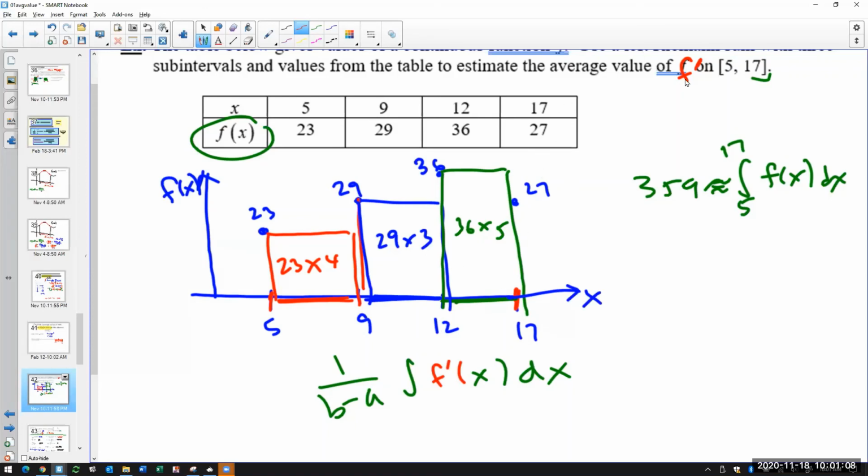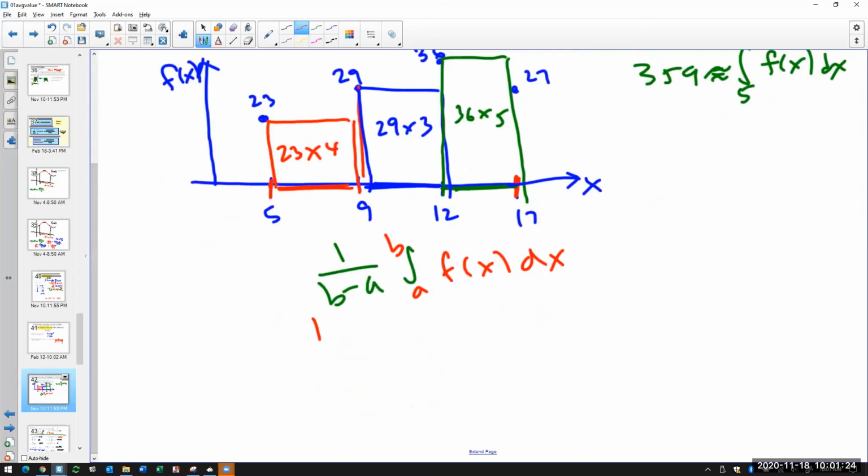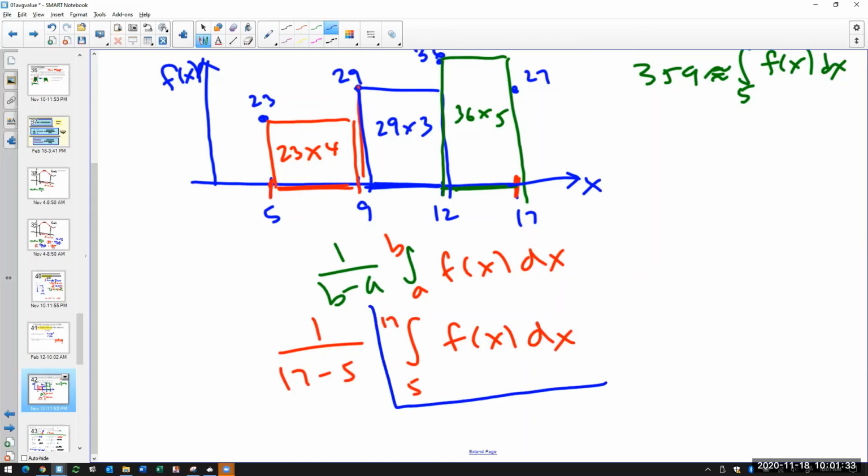Okay, so here they're saying find the average value of f, so I would put f of x dx here. And this is b minus a, so this is a to b. My a and b in this picture is 5 to 17. So replace your b and a: 17 minus 5, from 5 to 17, f of x dx. But guys, do I know what this is? Yeah, this is 359. So this is really 359 over 12.